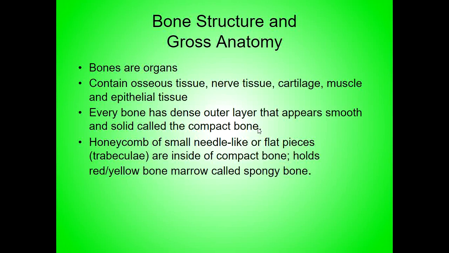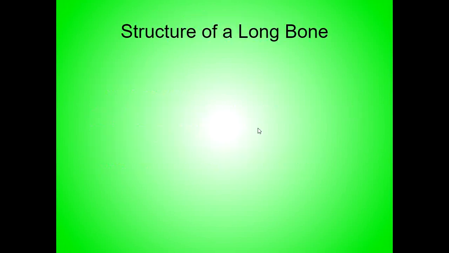Sorry about that. So within the bone, you will find a bone marrow that is called spongy bone. And that's where we'll find our red and yellow bone marrow. And it's called the trabeculae. And it looks like a sponge when you look at it.